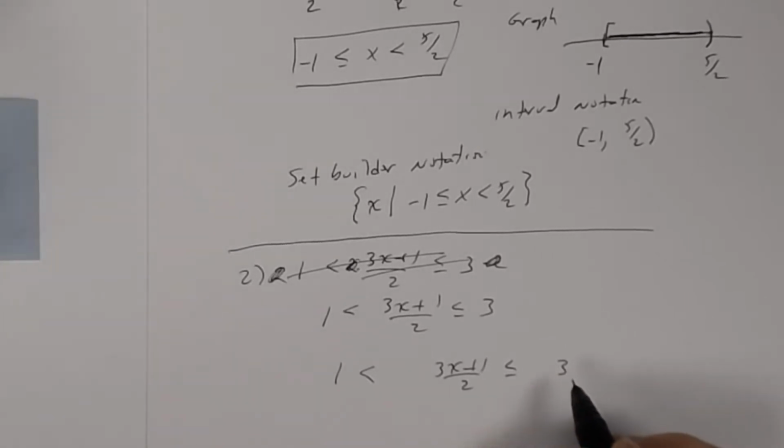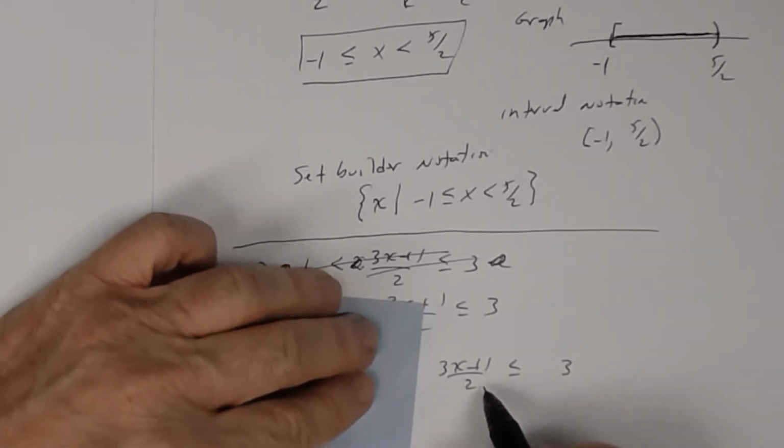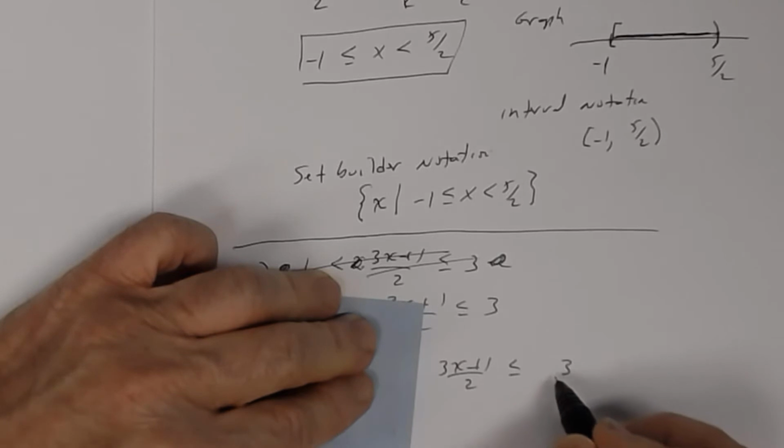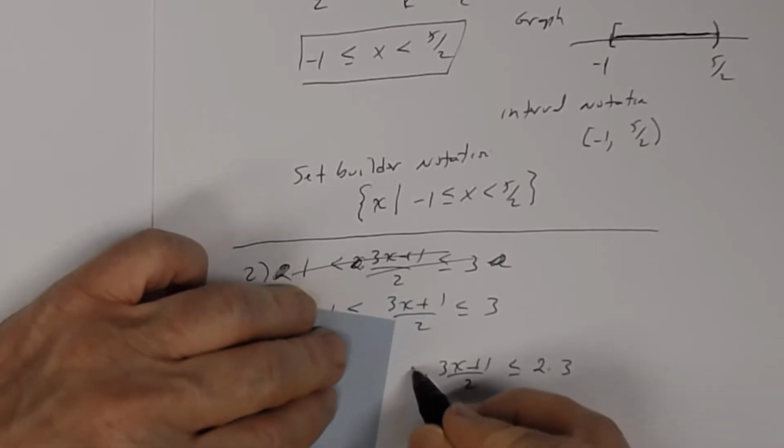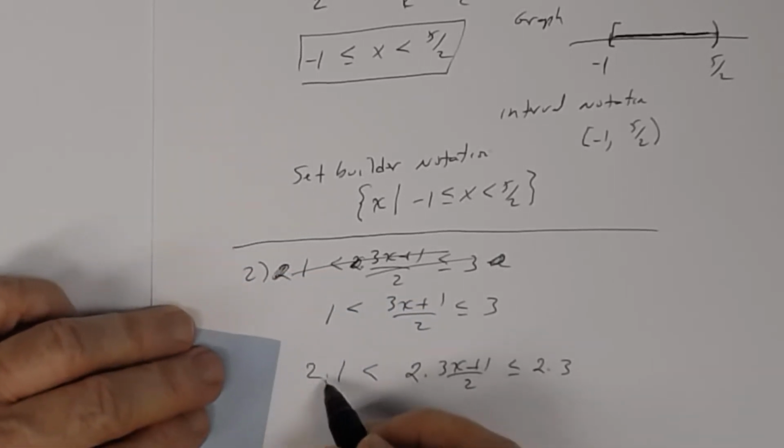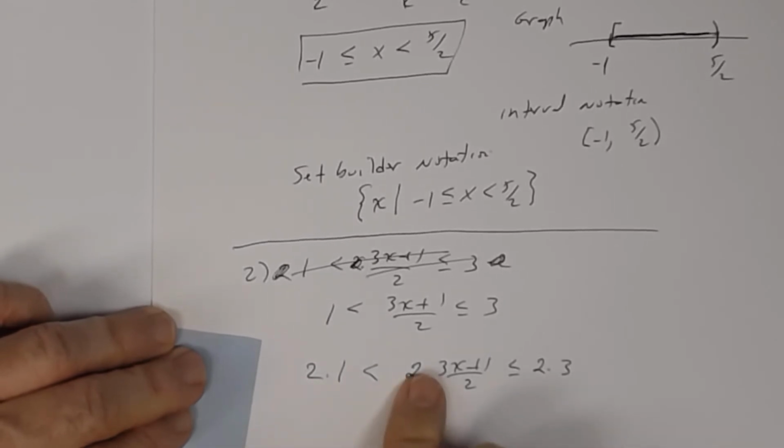And then leave some space here. Okay, and then we're going to do the same thing. All right, so I got to clear the fraction. So multiply by 2, you're going to say times 2, but you got to do all parts. Okay, all parts. This part, this part, this part.